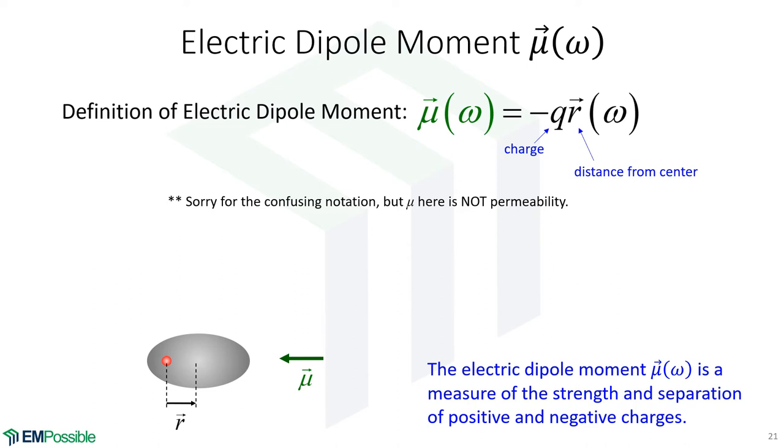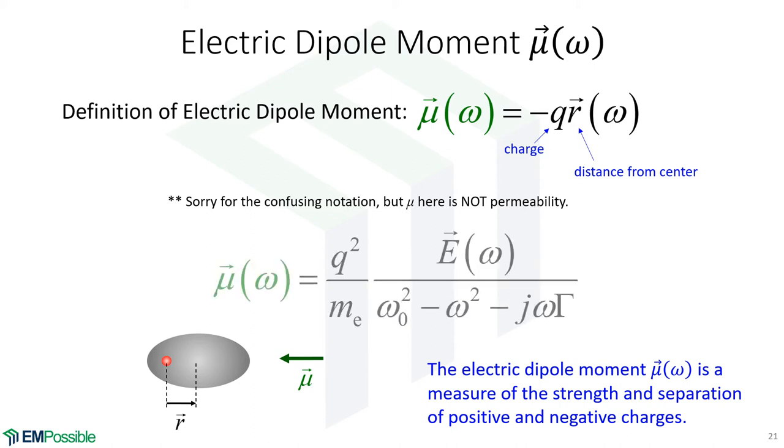I want to mention right now, we're using mu, and unfortunately, it's a reuse of the Greek letter mu, which is also permeability, but make no mistake, that is not permeability here, just an unfortunate reuse of that term. So we can grab our expression for the displacement R from the previous slide, and now we have an expression for this electric dipole moment.